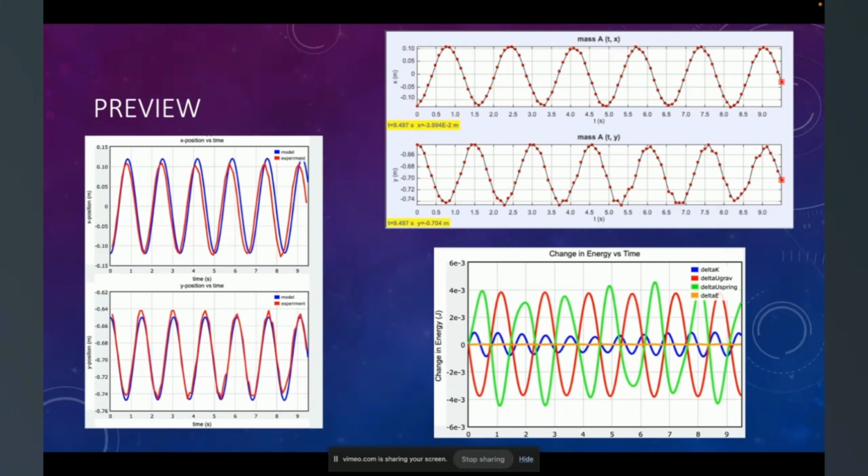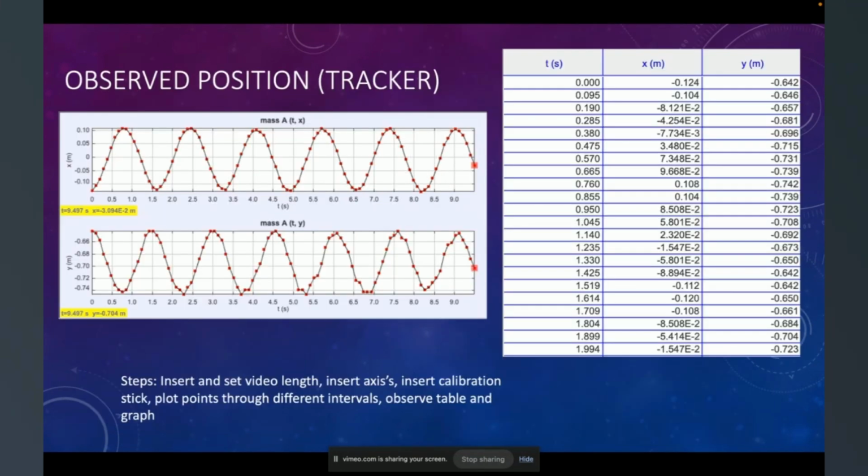So this is a little preview of the results we'll have. This is our observed motion that we got using Tracker. We put our video in and set the video length, inserted axes, inserted the calibration stick, and then plotted points at different intervals, and then observed the table and graph. This table is just a short depiction of some of the results we got. There are many more points up until 9.5 seconds, and this is the graph that we got. As you can see, it's an oscillating, sinusoidal graph for both the x and y axes.